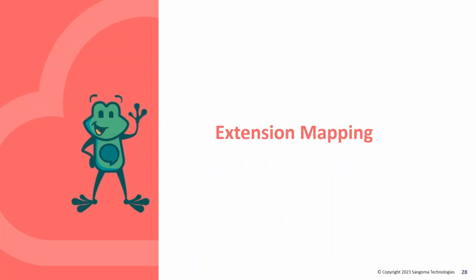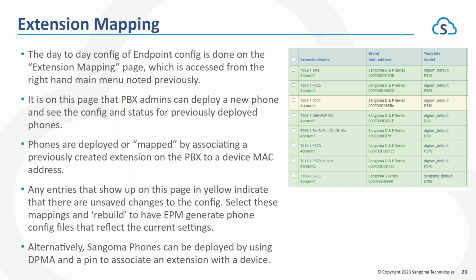If you're not using a DPMA phone, then you will want to familiarize yourself with the extension mapping screen. So the day-to-day config of Endpoint Manager is done in extension mapping. You access this from the EPM main menu, and choose extension mapping. It will load up a page that will indicate all of the devices that are currently configured in Endpoint Manager, and allow you to add new ones.